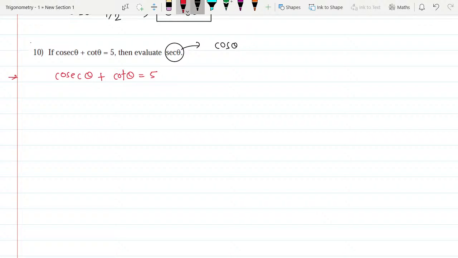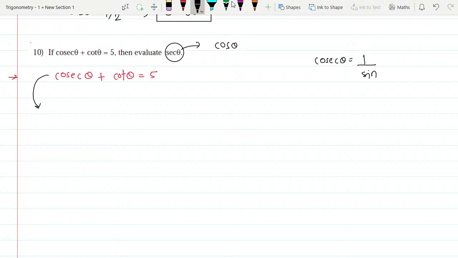Okay, so can I convert the cosec into cos or sec directly? Of course not, because cosec theta is nothing but the inverse of sin theta. And cot theta is nothing but cos by sin. So in both of these I am not getting cos or sec directly. So what is recommended in this case is to just use the basic definitions of these trigonometric functions.